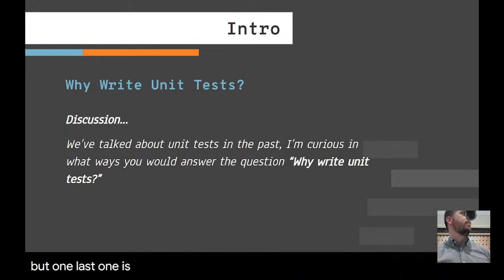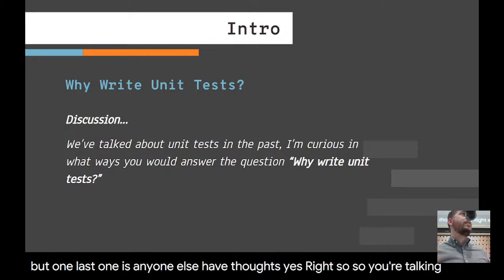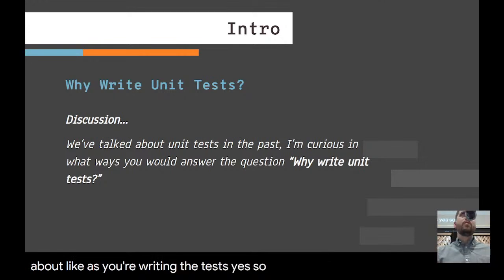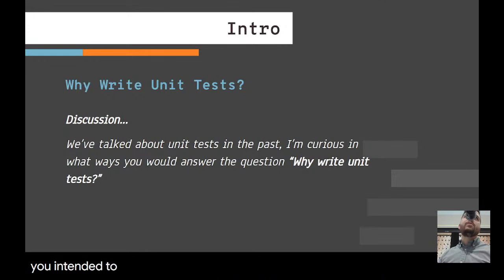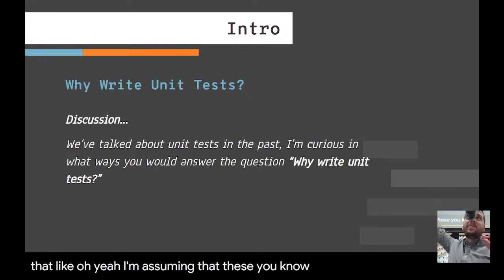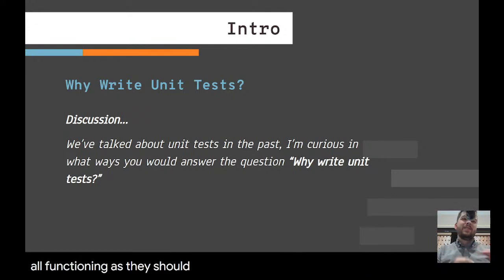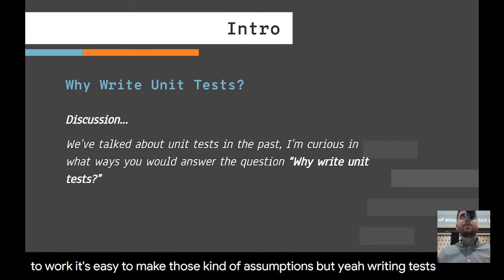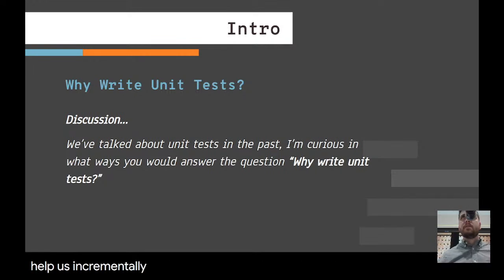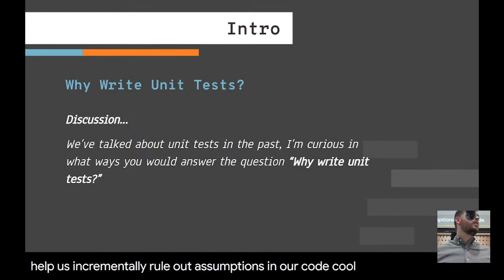But one last one. Does anyone else have thoughts? Just making sure that your app runs how you designed it to. Right. So you're talking about as you're writing the tests? Yes, just making sure your app runs how you intended. And so as you're writing tests, you can prove that things are in fact working how you want them to. It's so easy to make assumptions as developers, like, oh yeah, I'm assuming that these 9 pieces in the chain are all functioning as they should, and once we get down to this last piece, it's going to work. It's easy to make those kinds of assumptions, but writing tests can help us incrementally rule out assumptions in our code. Cool. Thanks for sharing.